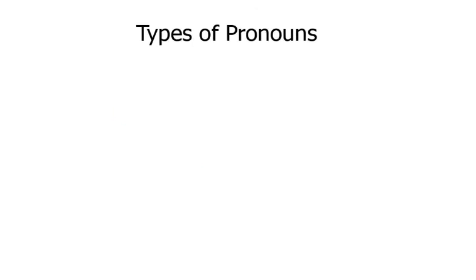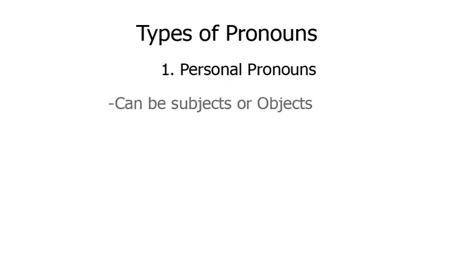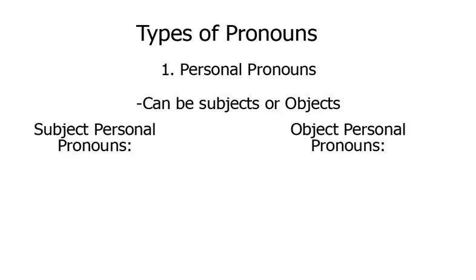Now let's talk about the types of pronouns. The vast majority of pronouns you'll see out in the wild are personal pronouns. These are the most common pronouns used because they refer to the most common types of nouns. Personal pronouns can be subjects or objects, meaning that they can show up at the start or end of a sentence, and they differ a bit depending on how they're used and whether they are singular or plural.